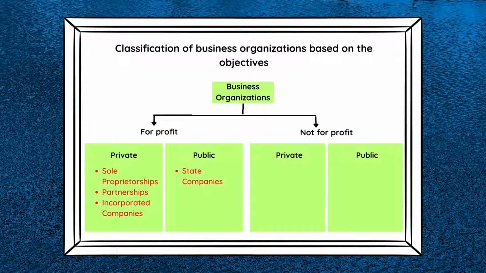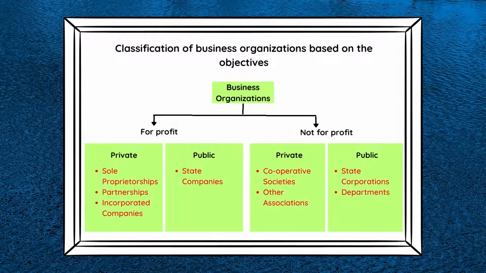When the main objective of the business is to ensure the welfare of members and society, then they are known as not-for-profit businesses. Not-for-profit businesses are also conducted under both the private sector and the public sector. Examples of private sector businesses with non-profit motive are cooperative societies, other associations. Examples of public sector businesses with non-profit motive are state corporations, departments.